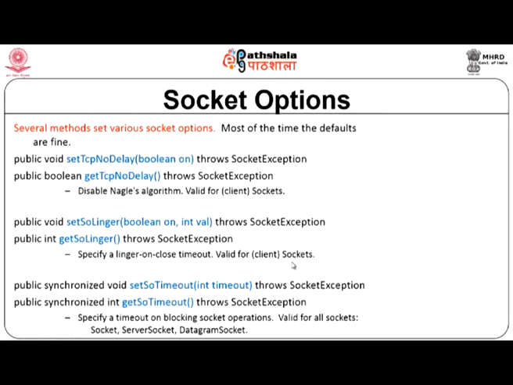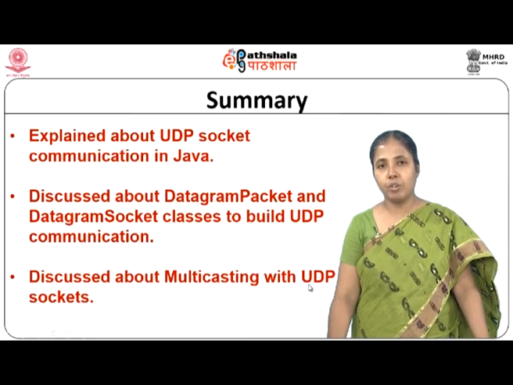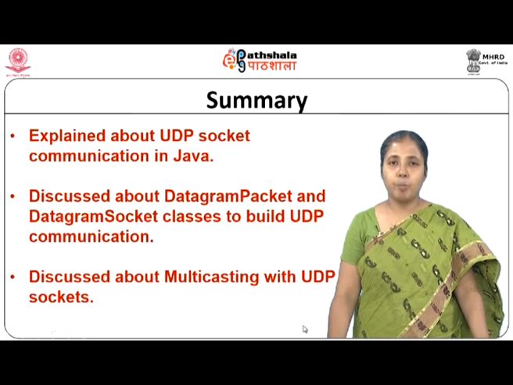You can see here, multicast data is received by all the 3, and then it unpacks it and prints it on the screen. There are also socket options we can use, and all these options work with the socket class. So, in this module we have explained UDP socket communication in Java. We have discussed classes like DatagramSocket and DatagramPacket in order to build UDP communication, and we have also discussed multicasting with UDP sockets, and seen how we use the class called MulticastSocket. Thank you.